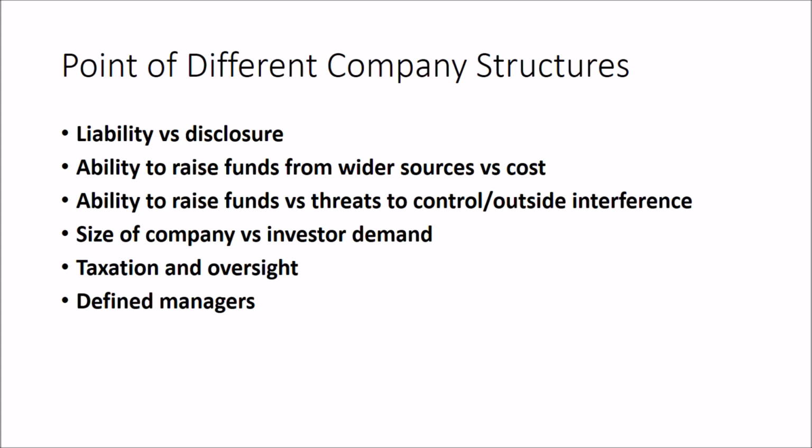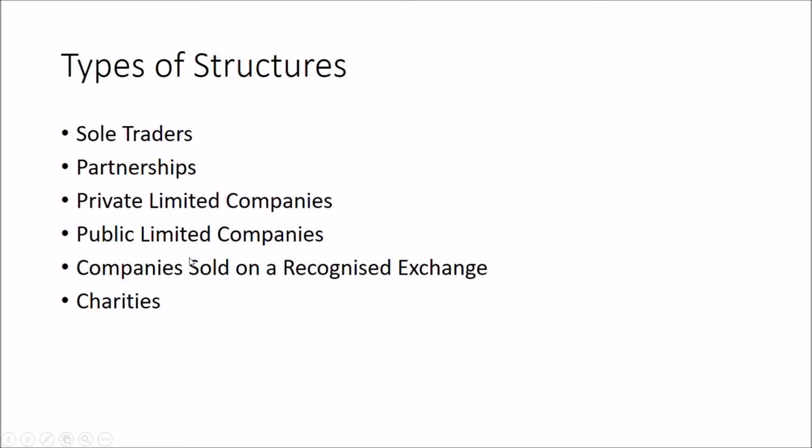But the directors similarly could become liable for the losses if they continue to trade while insolvent. They can also be liable for things like money laundering, or things like corporate manslaughter. So you do have this liability position sitting on managers, but you also have this defined managers position. So now we've got our various trade-offs. We're going to go through the structures.